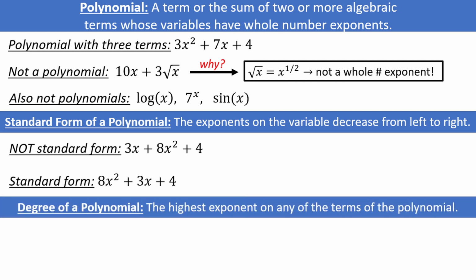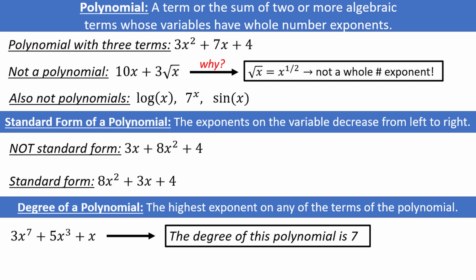The degree of a polynomial is the highest exponent on any of its terms. For example, the degree of 3x to the 7th power plus 5x to the 3rd power plus x is 7, as the highest power on any of the terms is 7 on 3x to the 7th.